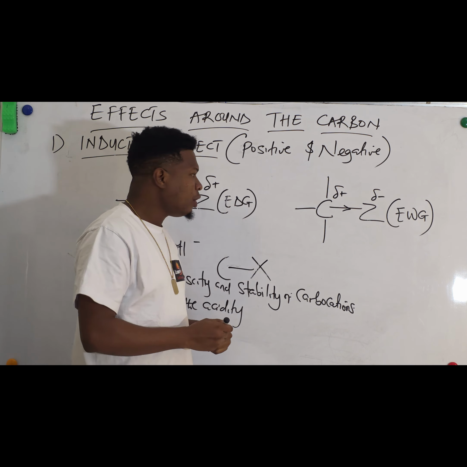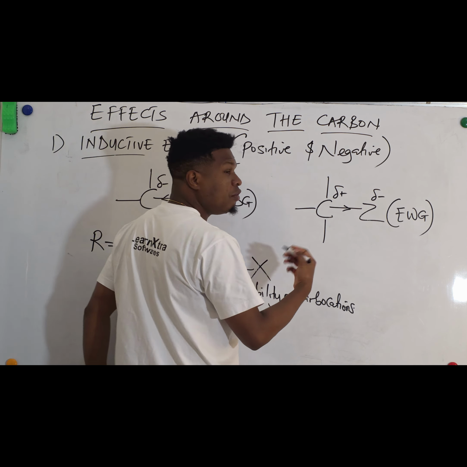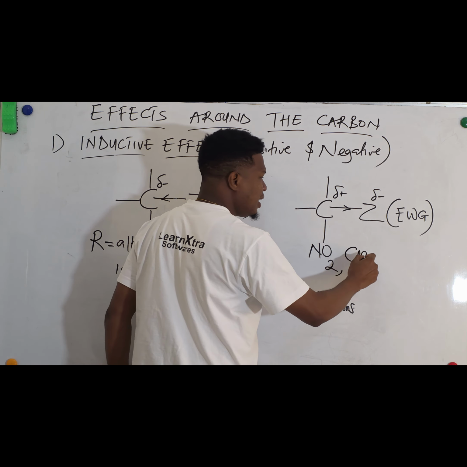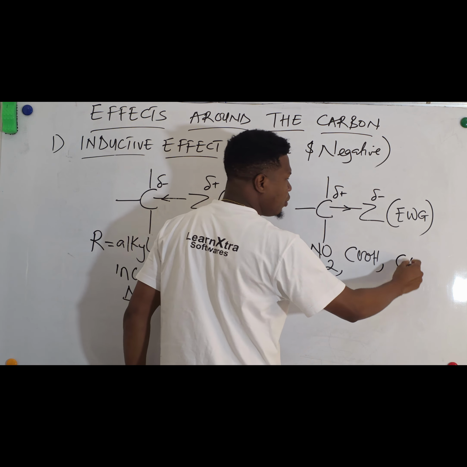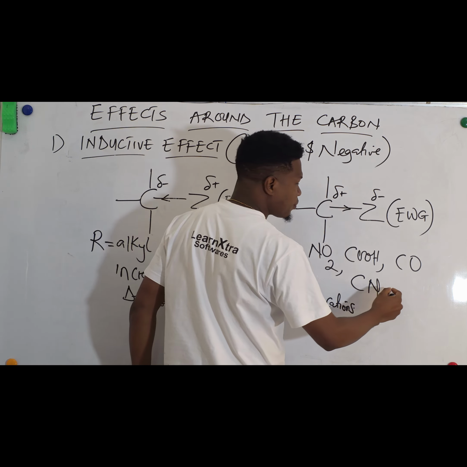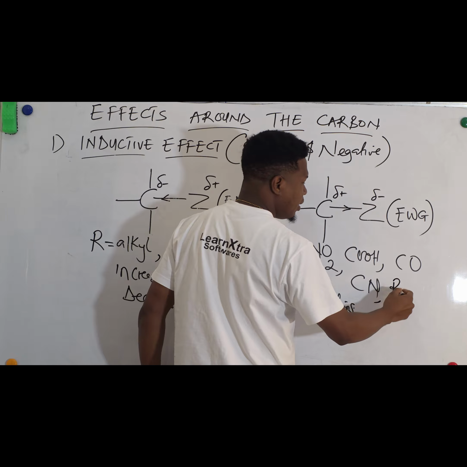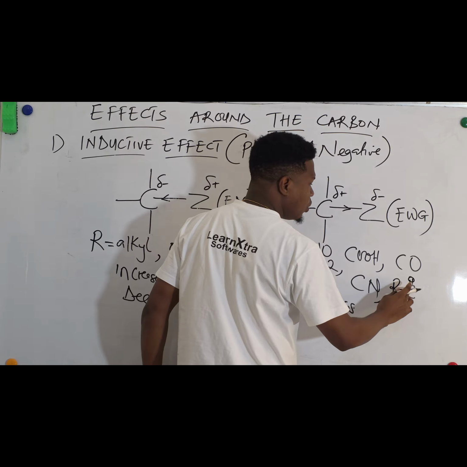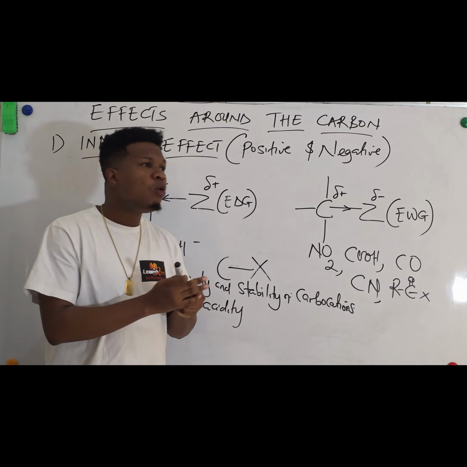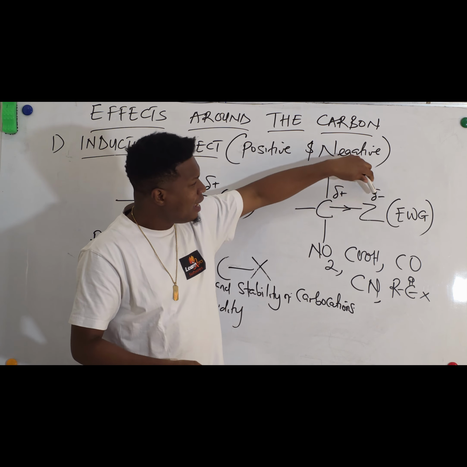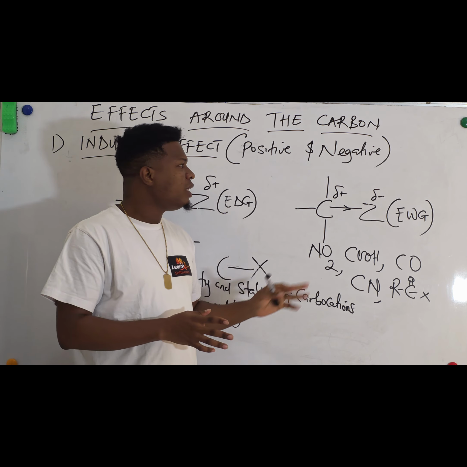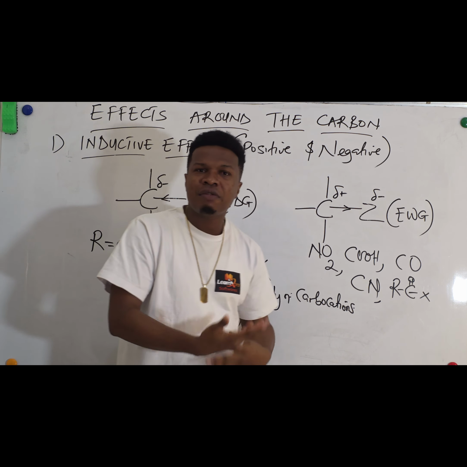There are so many of them in the material. You can check, you can see them, but let me give you a few of them. Nitro groups are electron withdrawing groups. Carboxylic acids are electron withdrawing groups. Carbonyl groups are electron withdrawing groups. Cyanides are electron withdrawing groups. There are so many of them. Even acid halides, they are all electron withdrawing groups. So when you have these molecules attached to a carbon, they will withdraw electron from the atom, thereby creating a negative inductive effect within that carbon. So this is what we call negative inductive effect.